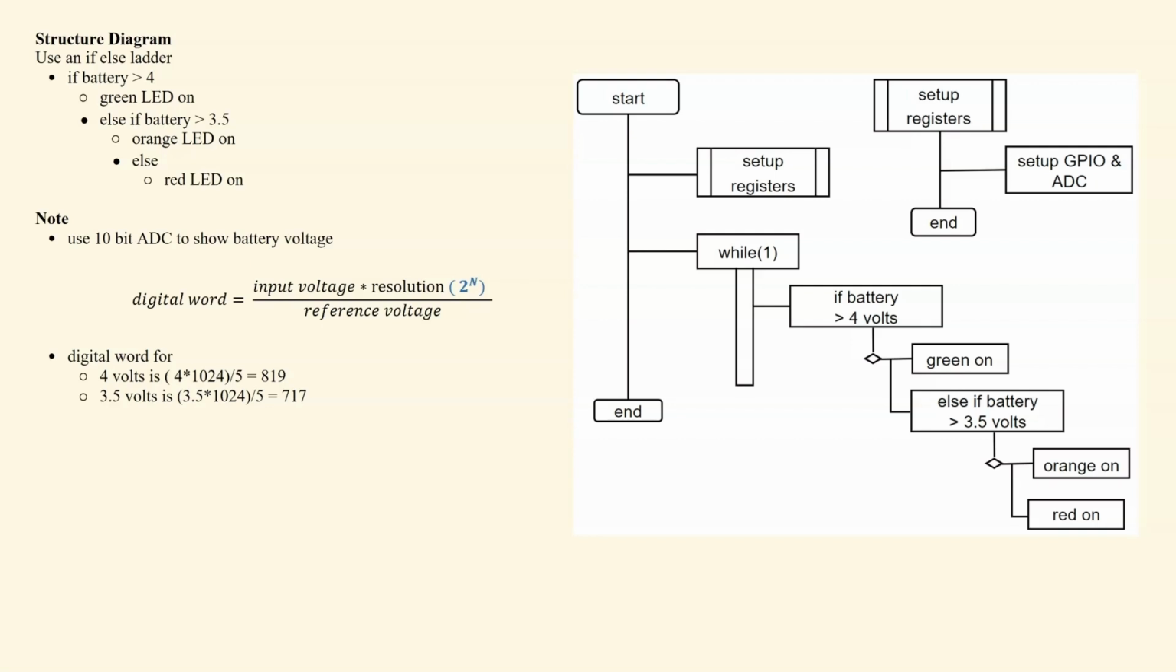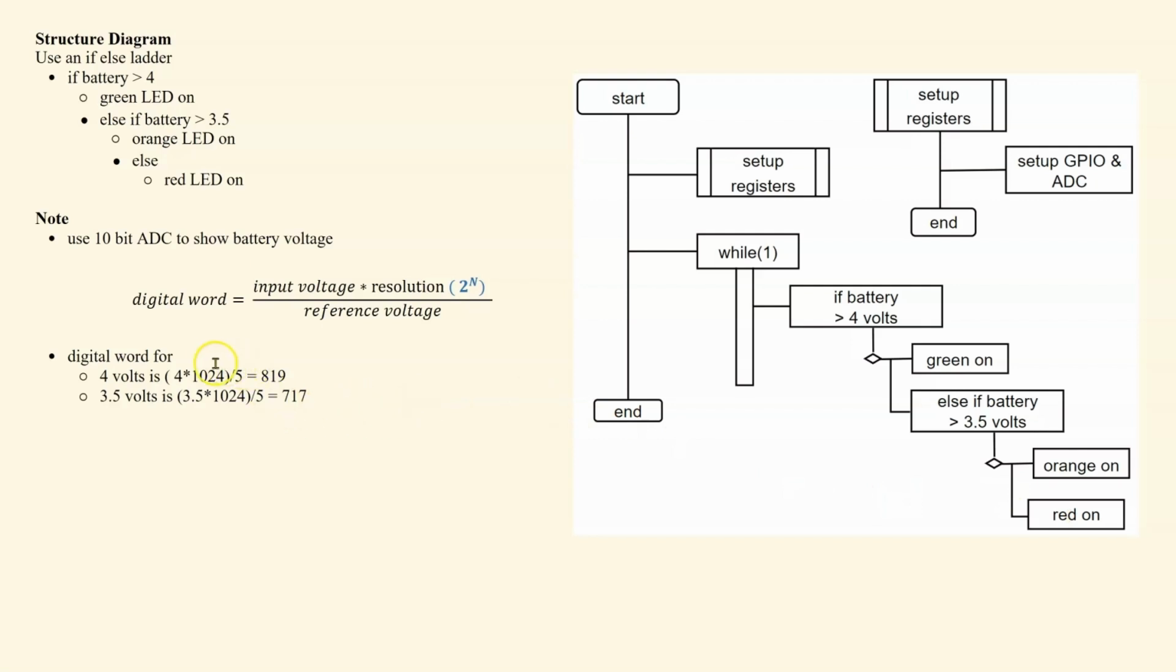So the problem in actual fact is a simple if-else ladder. We come through here. If the battery voltage is greater than 4 volts, turn the green LED on and hop out of the if statement. If this is false, then we check to see if it's greater than 3.5 volts. If that's true, we do this. If that's false, then the red comes on. So have a look at that, see if you can understand it.